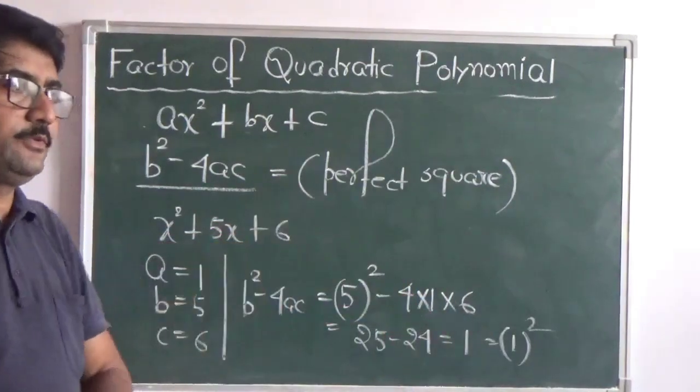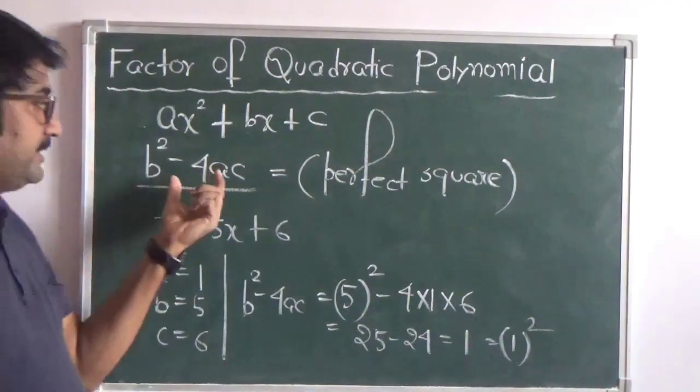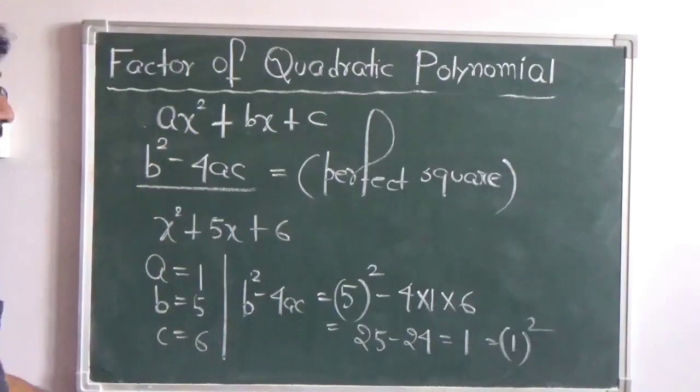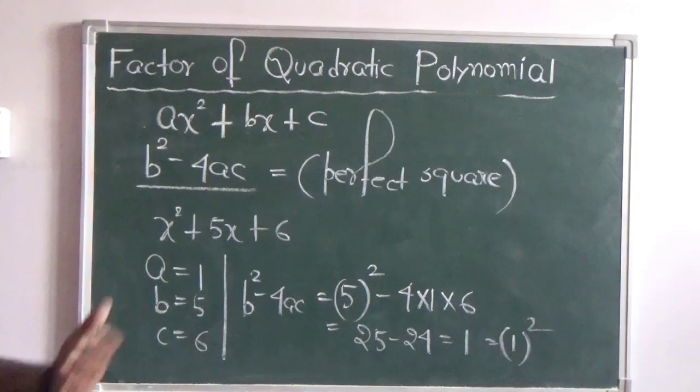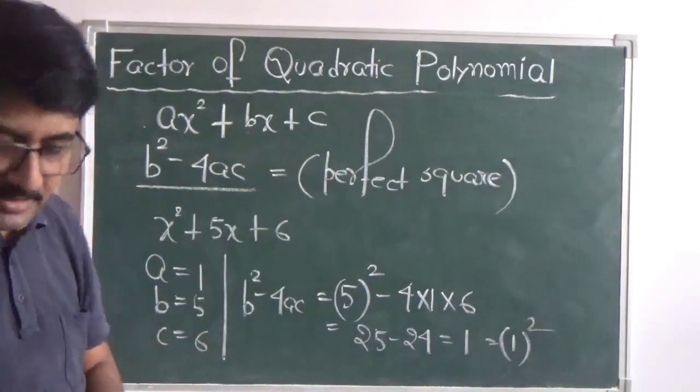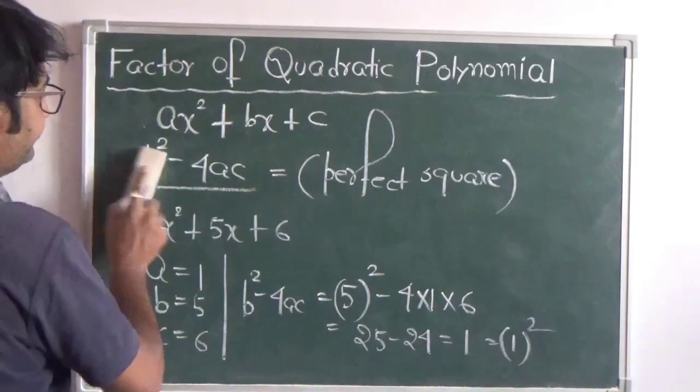So beforehand, if you can find the value of this b square minus 4ac, and if you find that it is a perfect square number, then you can go ahead with factorizing the expression. Now let us move on to solve the problems.